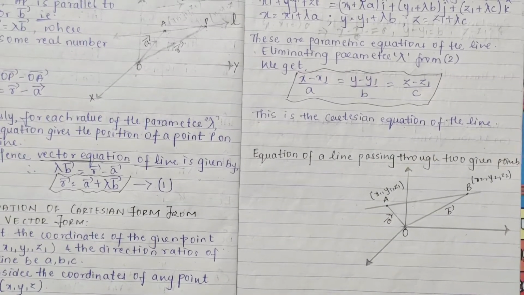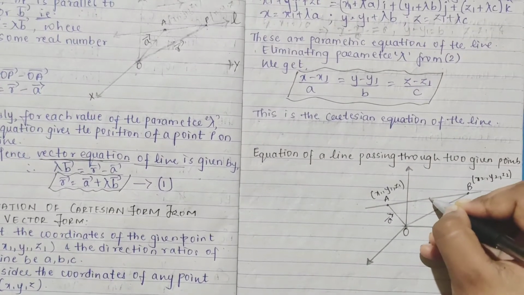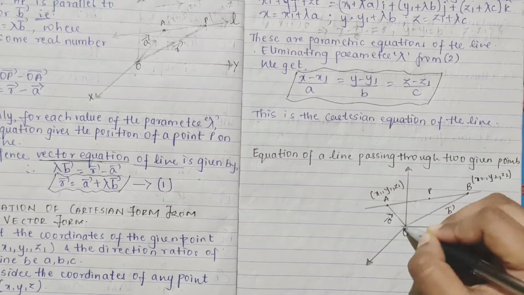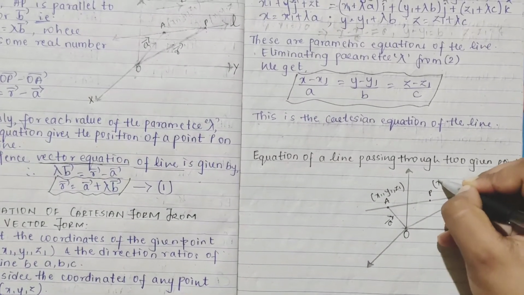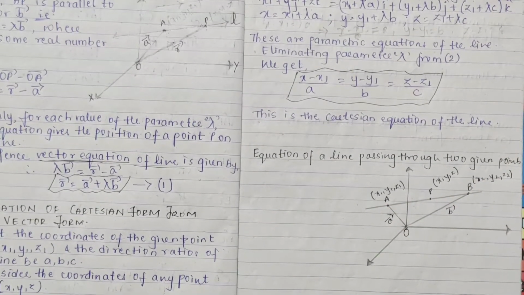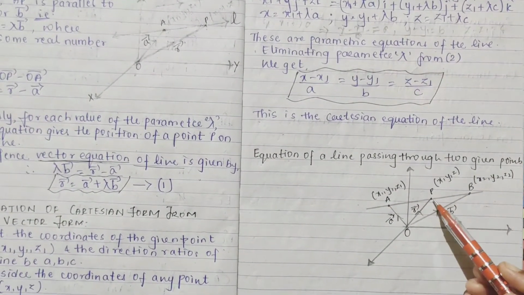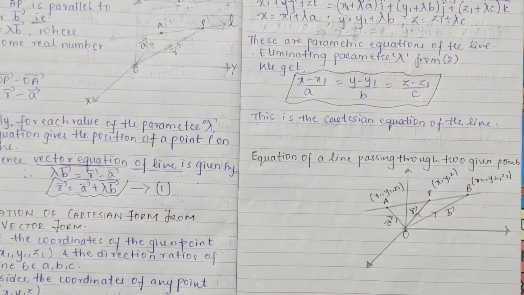Now we'll take one more position vector r. Somewhere here we'll take a point P. If we join this, we'll get a position vector r. Point P we take as x, y, z, on the same line. So P will be your arbitrary point x, y, z.